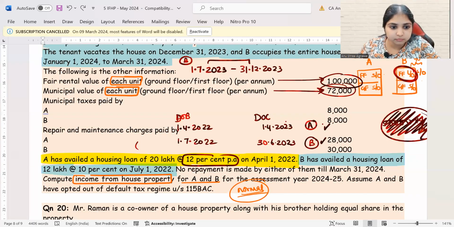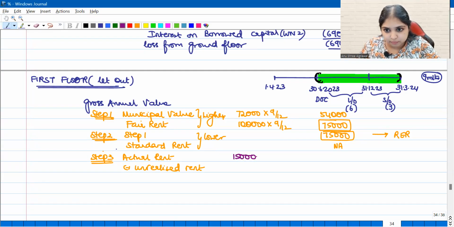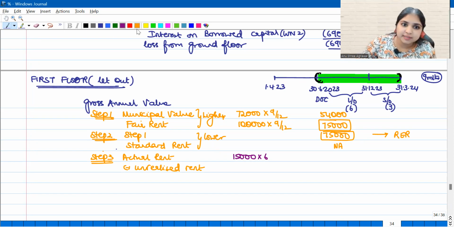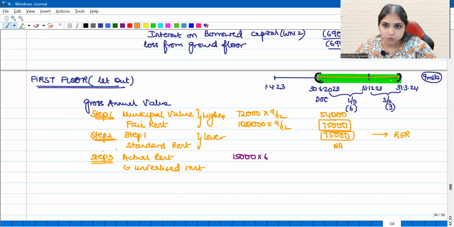So rent is how much? Where is it written? Here, let out for 15,000 per month. So 15,000 into 6. You understood, guys? Generally, we take actual rent for the period for which my assessee owns a property. Owns a property is 9 months over here. But one exception I've taught you: part let out, part self-occupied. In these cases, for everything else, you will treat as if fully let out. Actual rent alone, you will take only for the actually let out period. Actually let out period is 6 months. For these 6 months alone, you will take the rent. This is going to be how much?